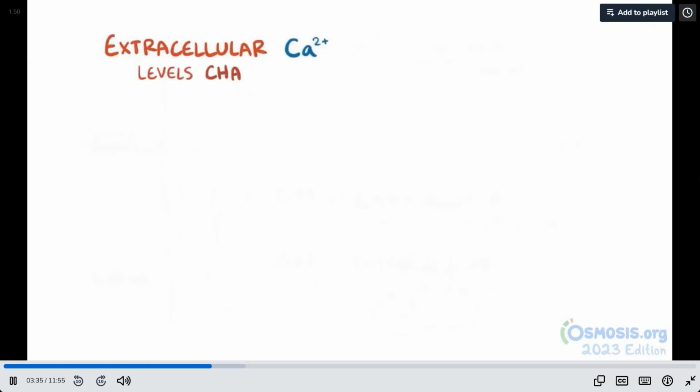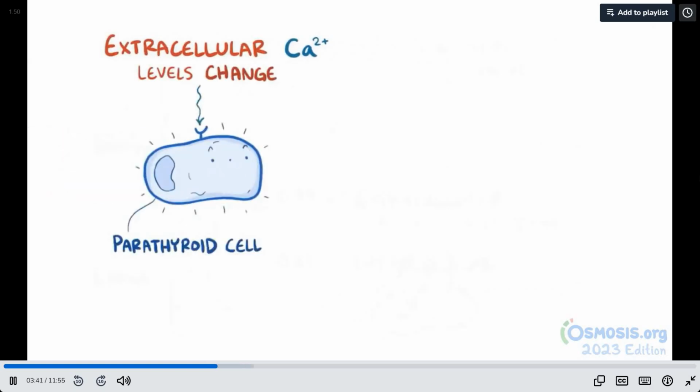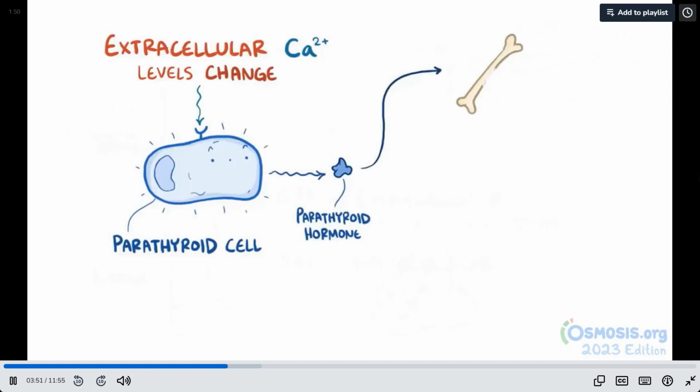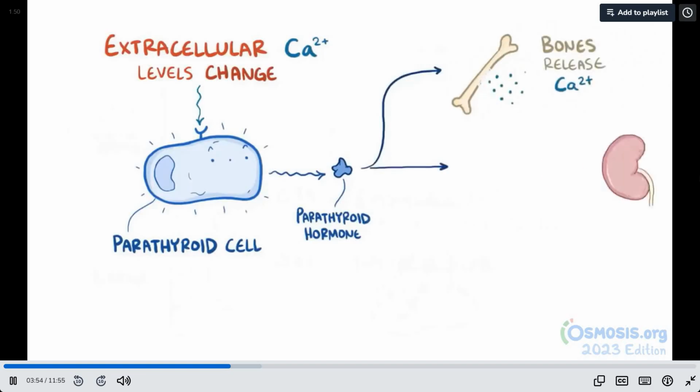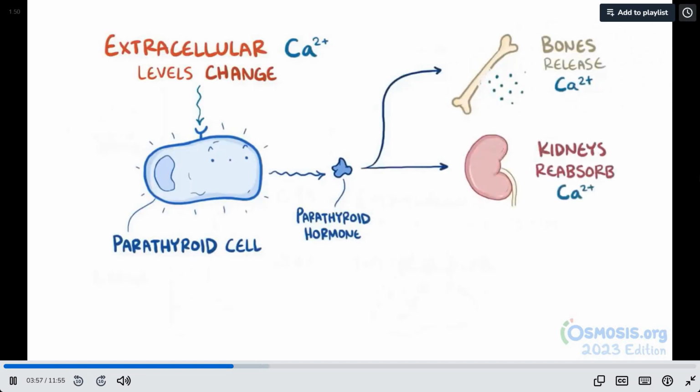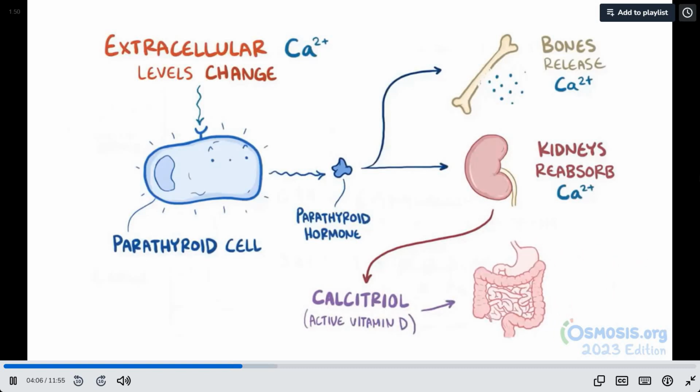When the body's levels of extracellular calcium change, it's detected by a surface receptor in parathyroid cells called the calcium sensing receptor. This affects the amount of parathyroid hormone that gets released by the parathyroid gland. The parathyroid hormone gets the bones to release calcium, and gets the kidneys to reabsorb more calcium so it's not lost in the urine, as well as synthesize calcitriol, also known as active vitamin D. Active vitamin D then goes on to cause the gastrointestinal tract to increase calcium absorption.